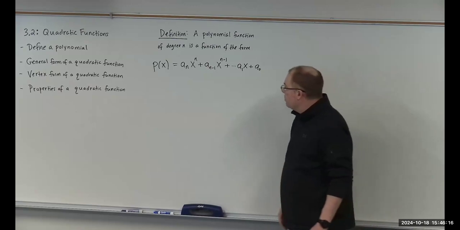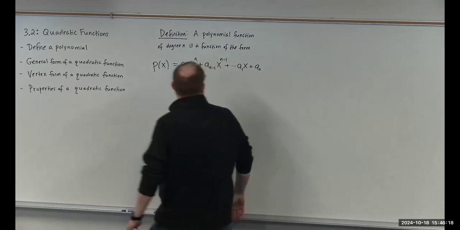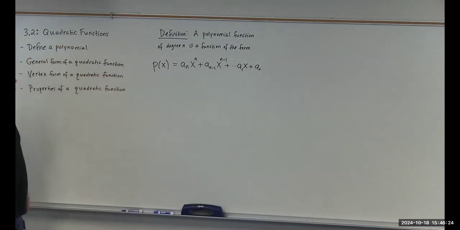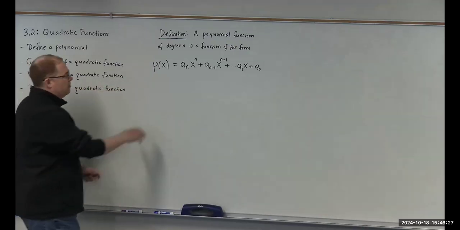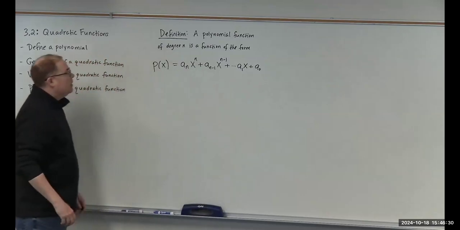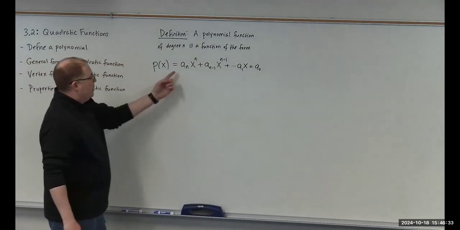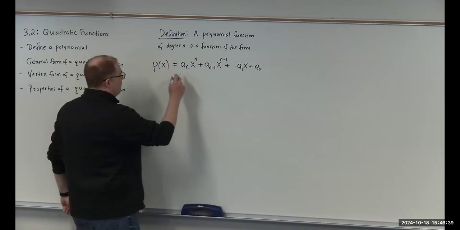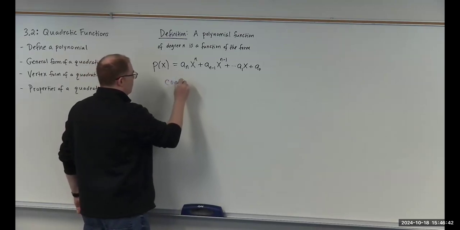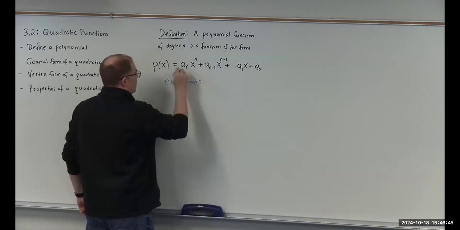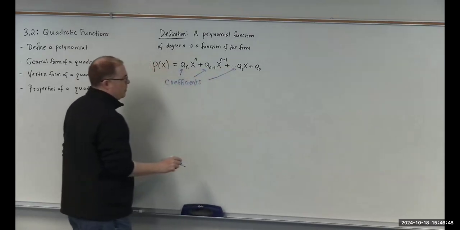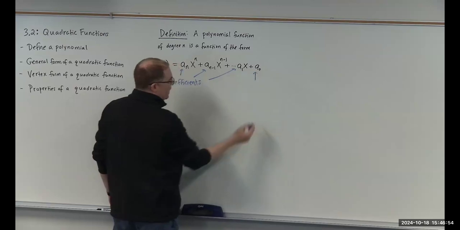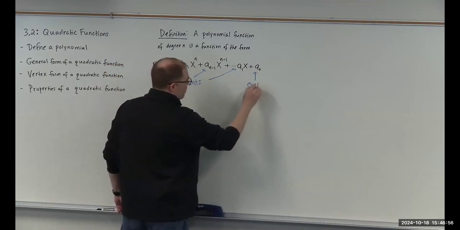Okay. So to start off, we're going to look at the definition of a polynomial function. Okay. So right here it is. So a polynomial function of degree n is a function of this form that you see here. So a couple of things here. The a values that you see, those are basically the coefficients. So these are coefficients in front of the variable. This value right here, without the x, is basically a constant.